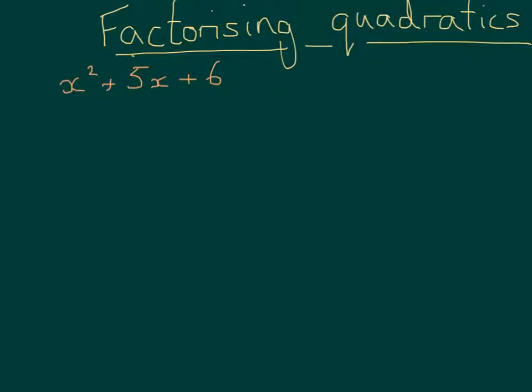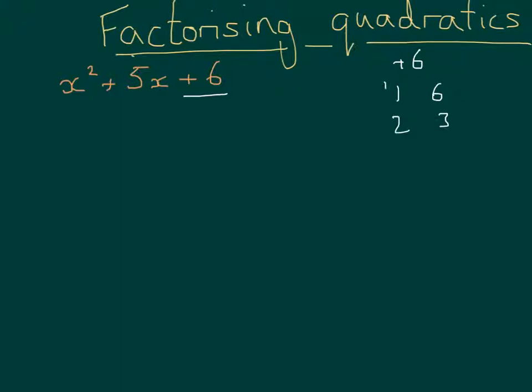We're going to have a look at a B grade GCSE question. And this question is x squared plus 5x plus 6. We know two numbers must multiply together to give us plus 6. So we're going to start off trying to find the factors, or which two numbers were multiplied together to give us 6. We could have 1 times 6 or 2 times 3.